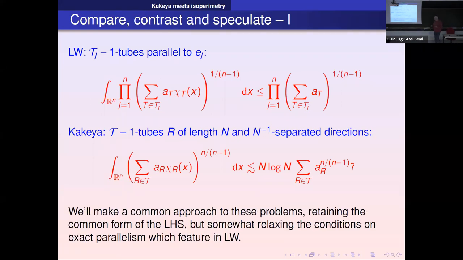And what we will do is make a common approach to these problems, and we'll retain the common form of the left-hand side of these two inequalities, or at least the spirit of the common form of these formulations, these quantities, but we'll relax the conditions. In this case, we have tubes exactly parallel to e_j, and in this case, we have tubes with some condition on the directions, but we'll do a hybrid where we consider tubes which are roughly parallel to e_j, but not necessarily exactly parallel. So it will have some of the flavors of both of these.